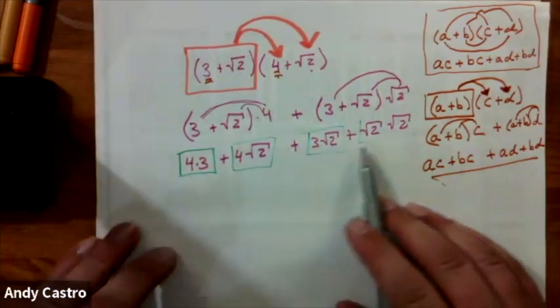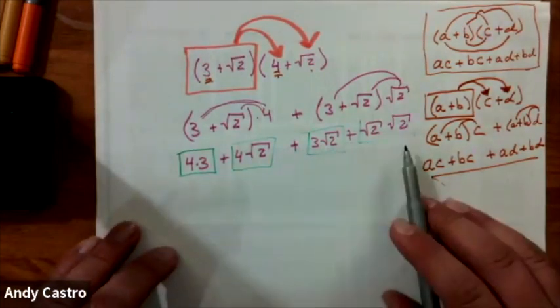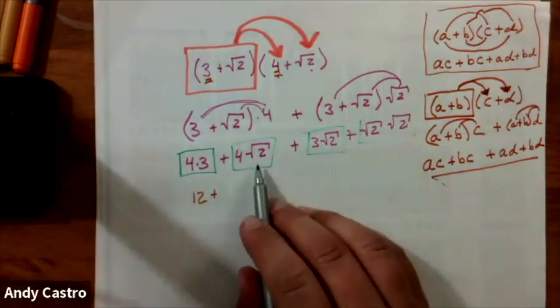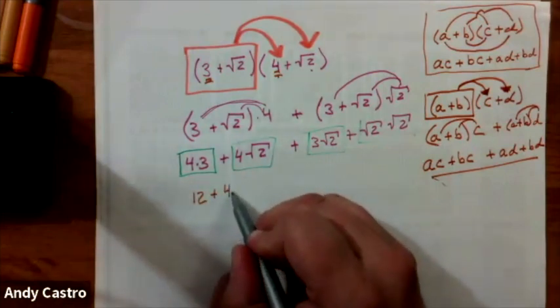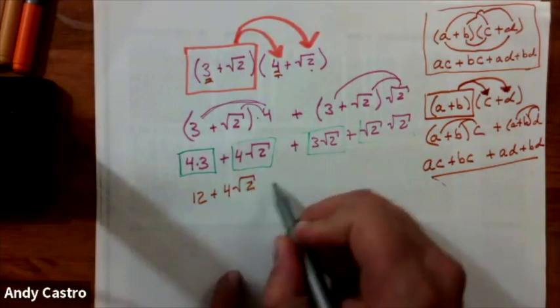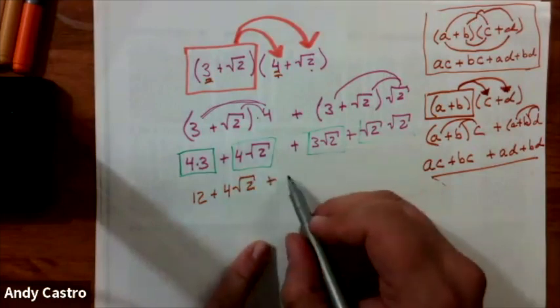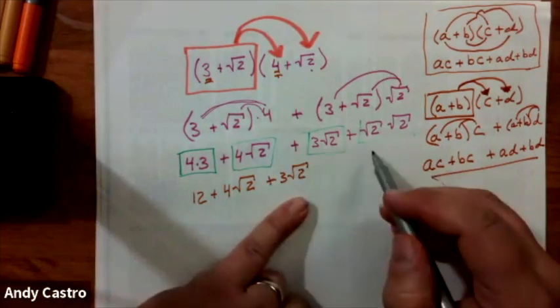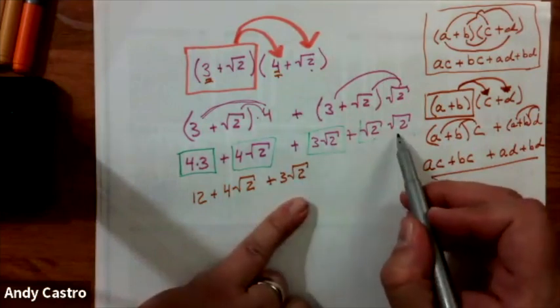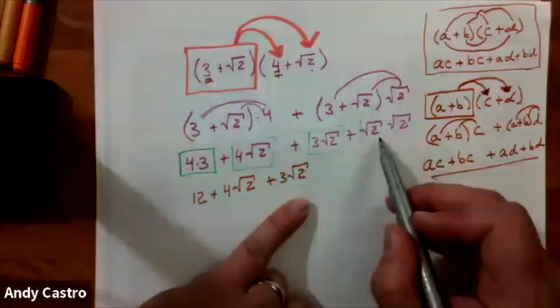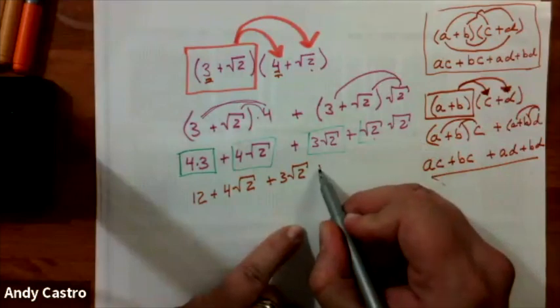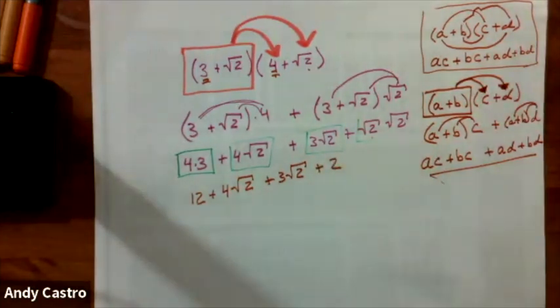But let's go ahead and kind of simplify this right here. So 4 times 3 is 12 plus 4 times the square root of 2. Can't simplify that, so we'll leave it alone. Plus 3 times the square root of 2. Can't simplify that, so we'll leave that alone. And then square root of 2 times square root of 2, we looked at that before. The square root of a number times the square root of the number is the number, so plus 2.